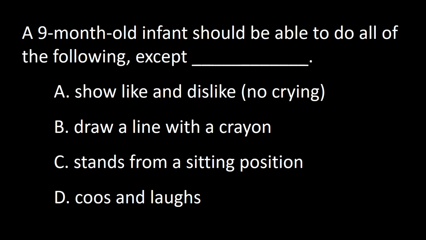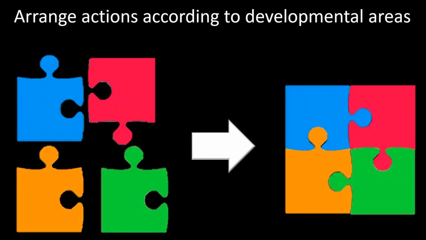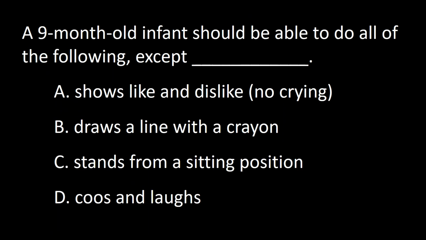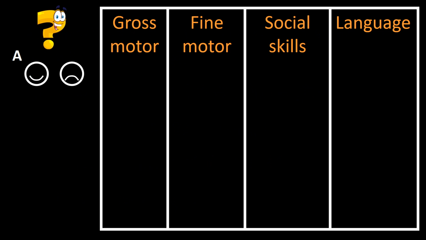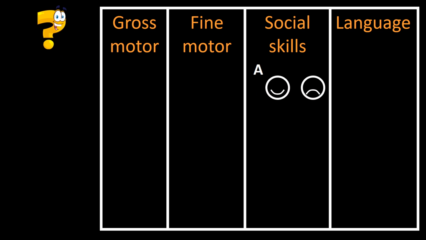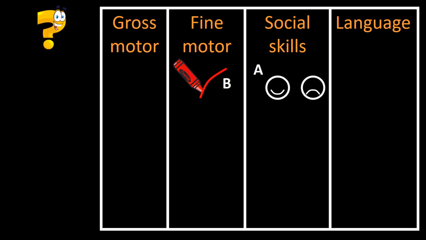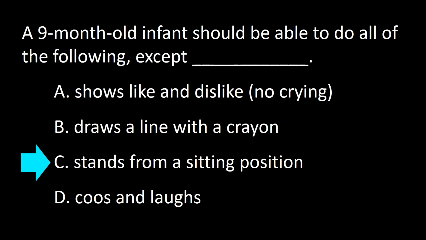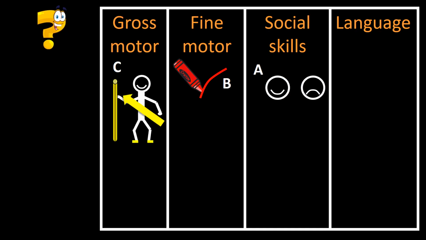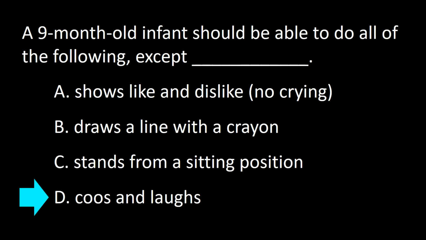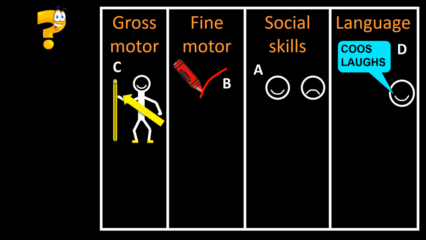In this question, when we take the first step, that is arranging each milestone according to the appropriate developmental area, we find that, as we have just stated when addressing the purpose of this question, all milestones correspond to different developmental areas. Show likes and dislikes, as you can see, corresponds to the social skill area. Draw a line with a crayon corresponds to fine motor area. Stand from a sitting position corresponds to gross motor area. And cooing and laughing belongs to the language area.